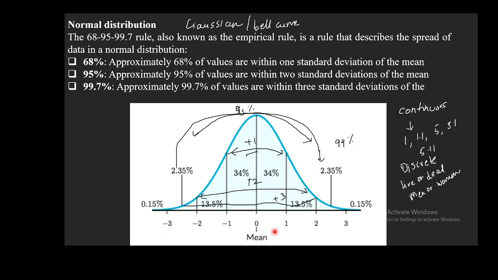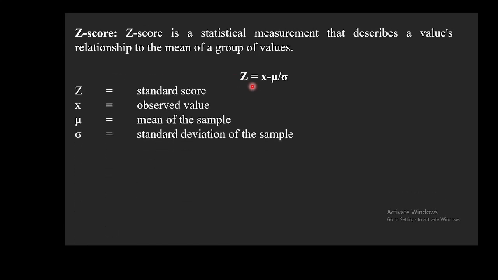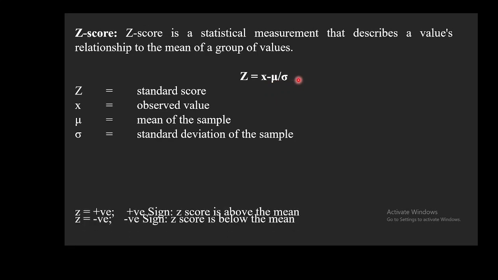So this kind of curve is known as the bell curve, and it follows the 68, 95, and 99.7 rule. Now what is a z-score? It is a statistical measurement that describes a value's relationship to the mean of a group of values. Z is the z-score, X is the observed value, whatever value you got, mu is the mean value in the population, and sigma is the standard deviation.